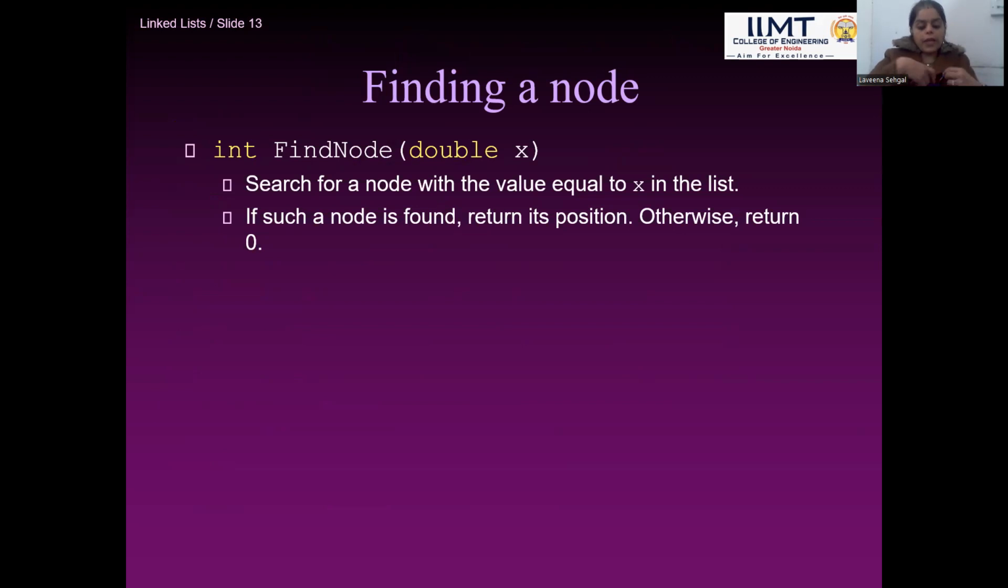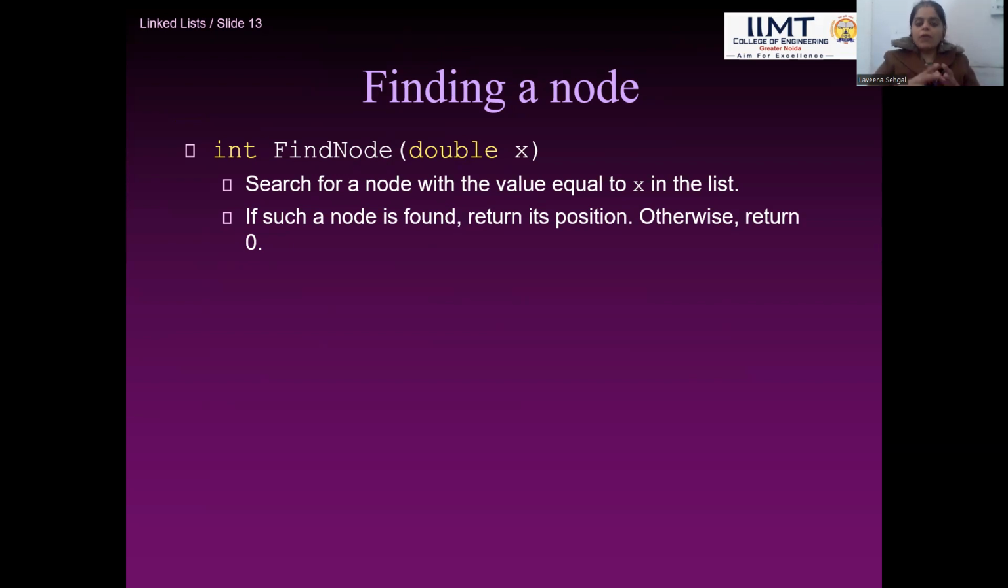Now, how can we find a node? If a linked list is there and I want to search for a particular node, how can we find it? Initially, you can take a variable x and search for a node with the value of x in the list. If such a node is found, return its position, otherwise return 0.